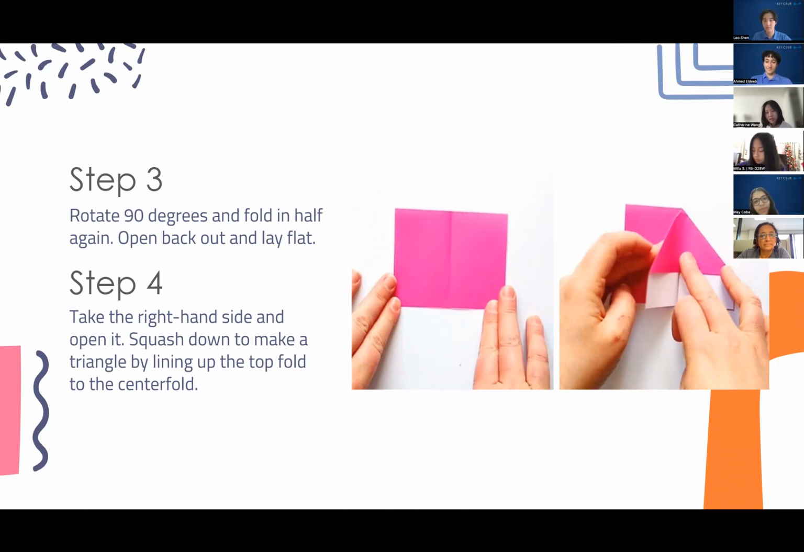Then take the right hand side, open it, squash down to make a triangle by lining up the top of the fold. Open it and then down at the corner. Okay, hopefully this is working. I think it looks like the picture. Okay, yeah, it does.